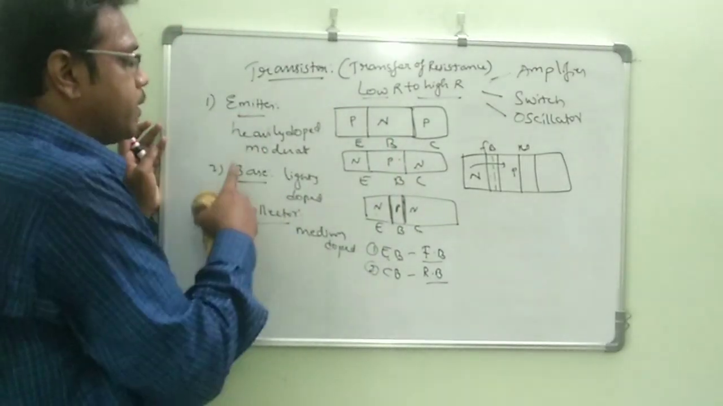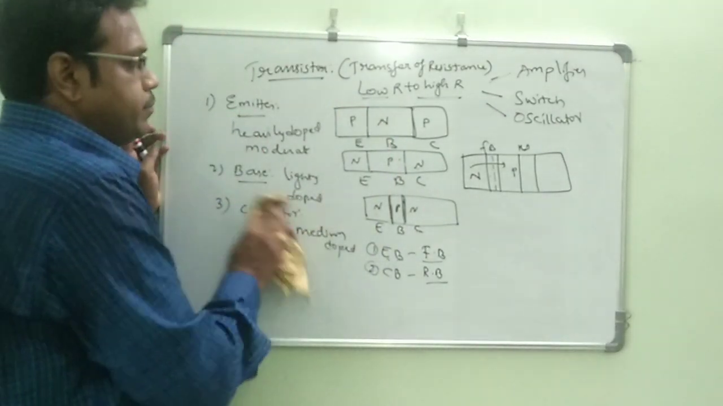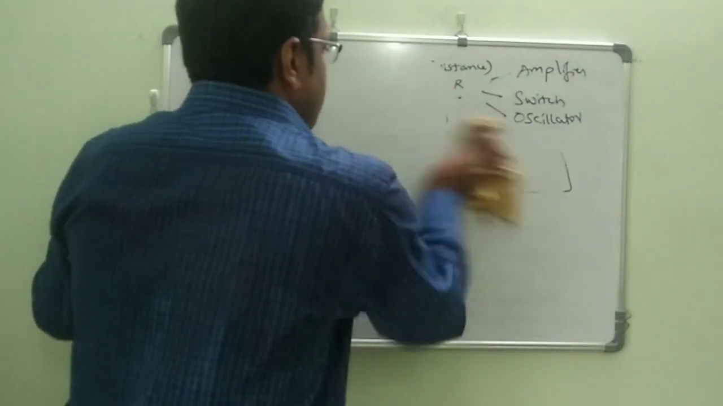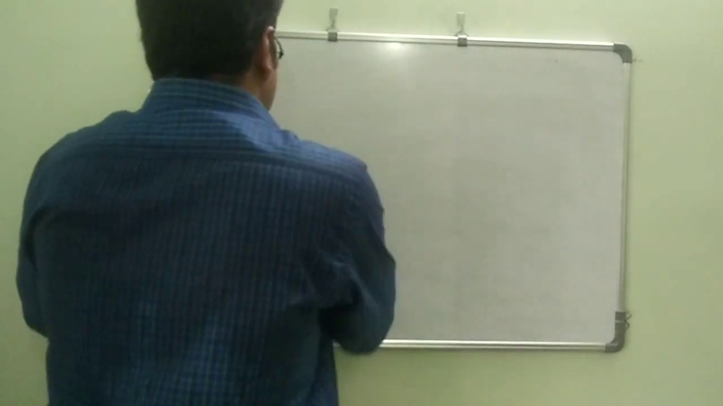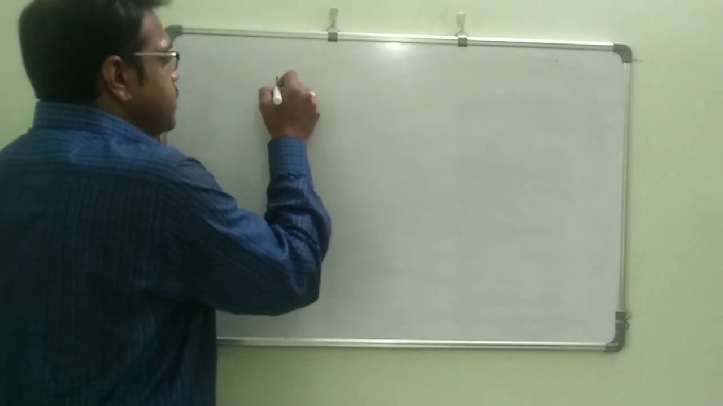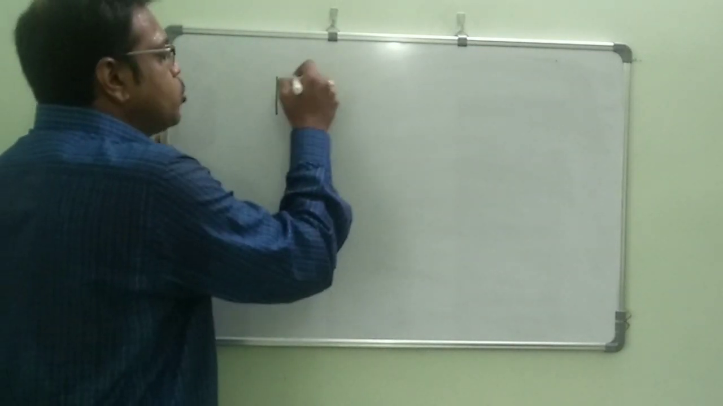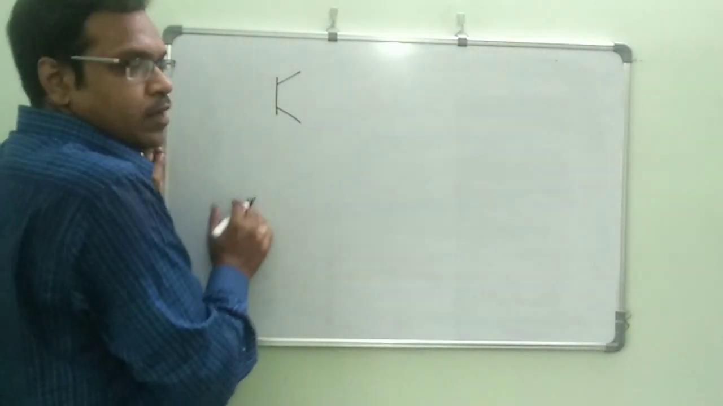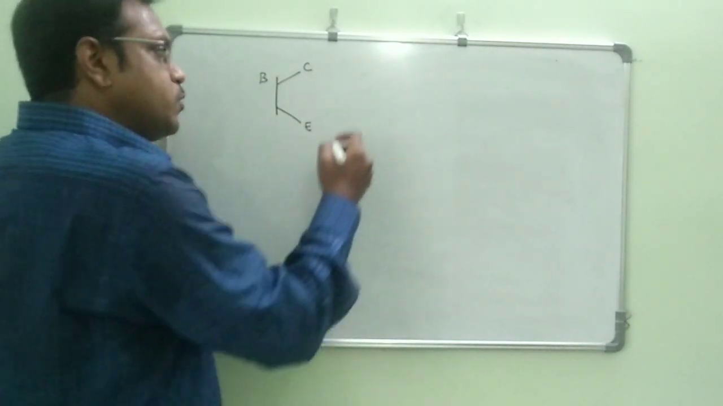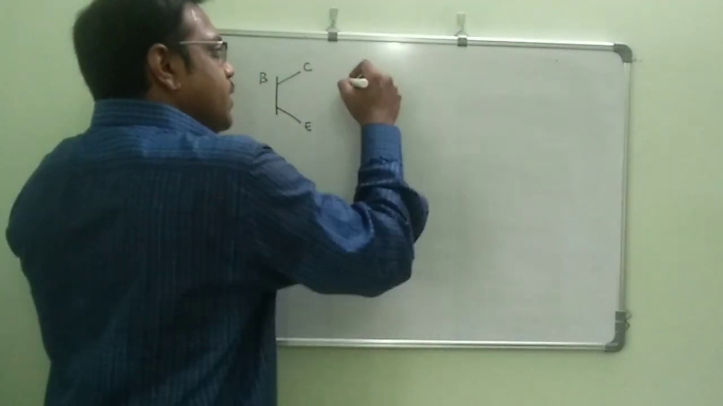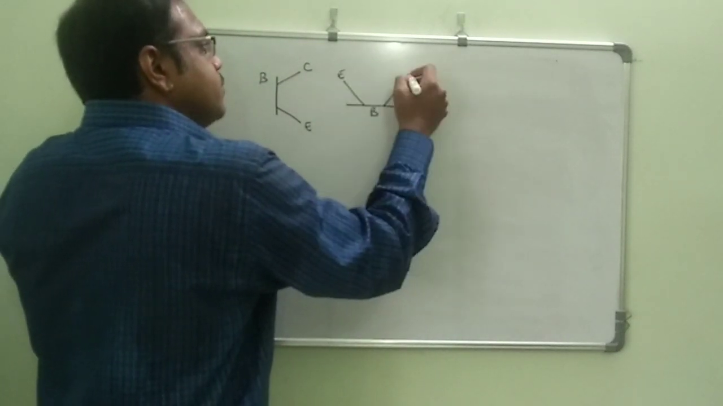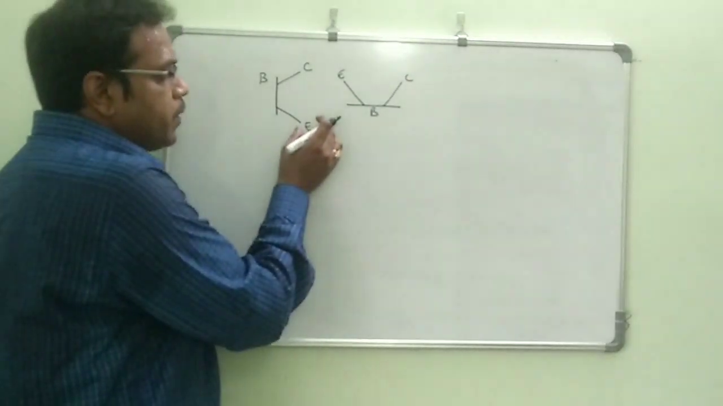There are three terminals: emitter, base, collector. The presentation in the book is different, but it is very easy. It is like this: this is called the base, and two lines like this have to be kept. So this is the base, this is the collector, this is the emitter. I can also draw it like this: base, emitter, collector. Why did I write the emitter at the bottom?